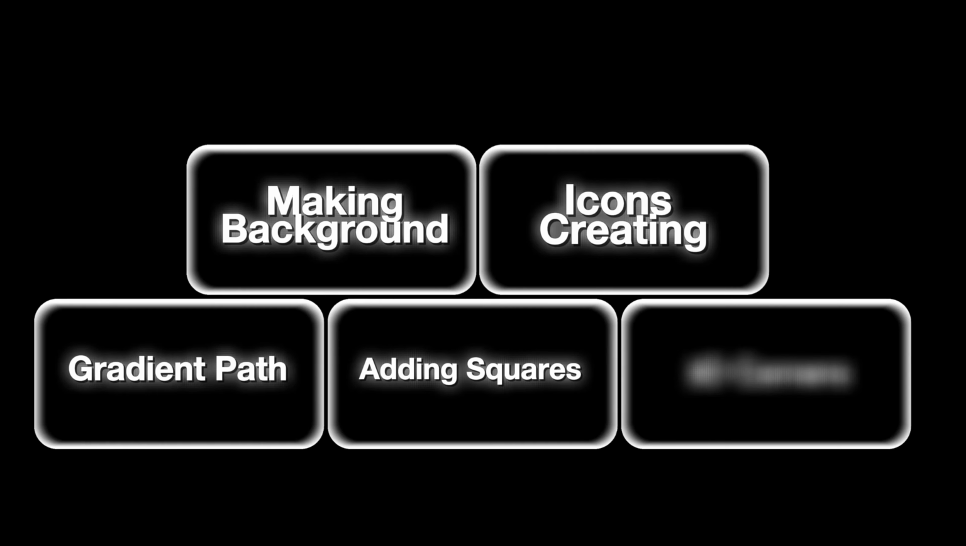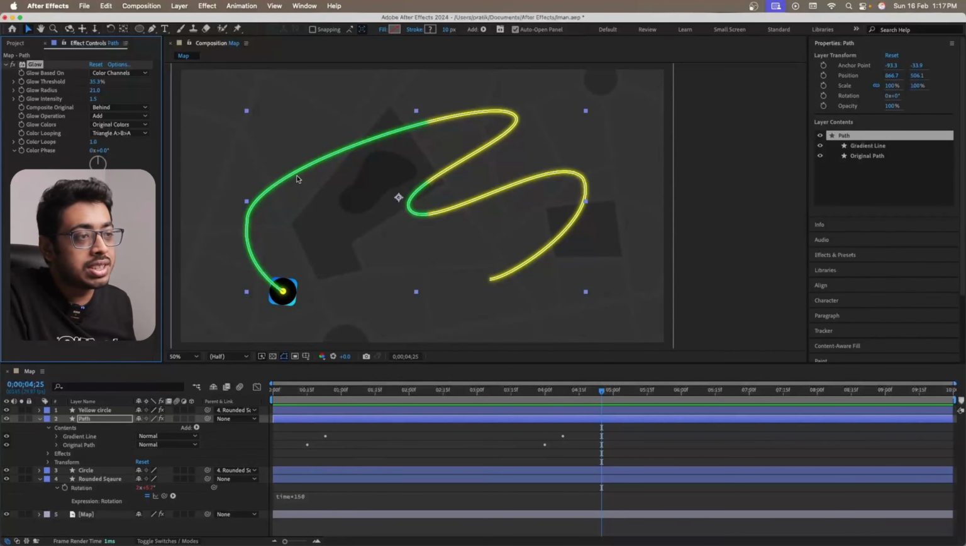In the fourth milestone, we are going to add the small squares over here as well as the ending icon. And in the last milestone, we are going to learn how to go about creating all the camera layers so that we learn about how to do 3D animations.